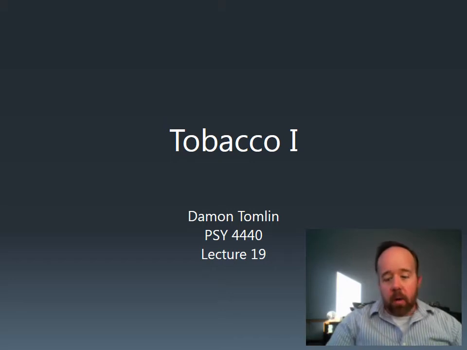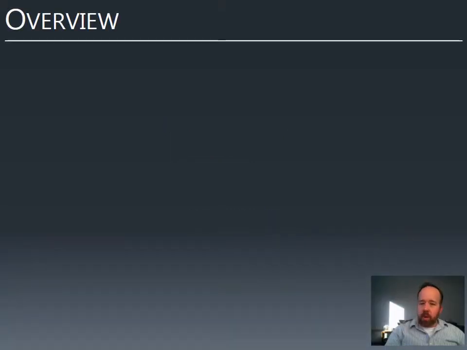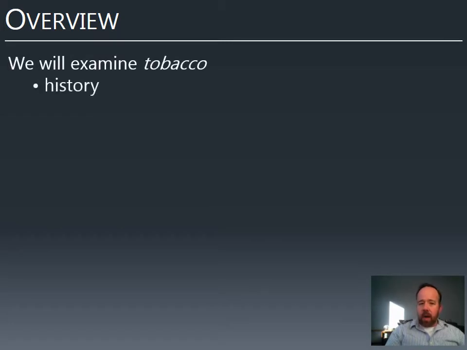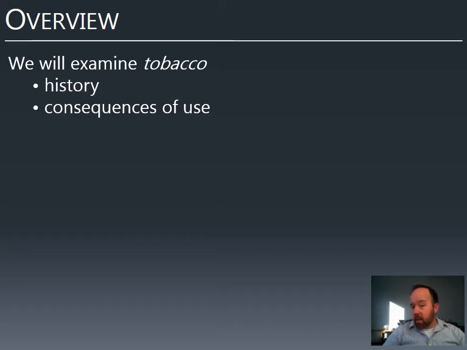effects of tobacco. So, to begin, we're going to look at tobacco this week, and of course, because it's a natural product, it has this long history that we'll go over. We'll also talk about the consequences of use, both the short-term effects on the body and the brain, and the long-term. Many of us are familiar with the long-term consequences of tobacco use, at least some of them. Turns out there are a large number of them.